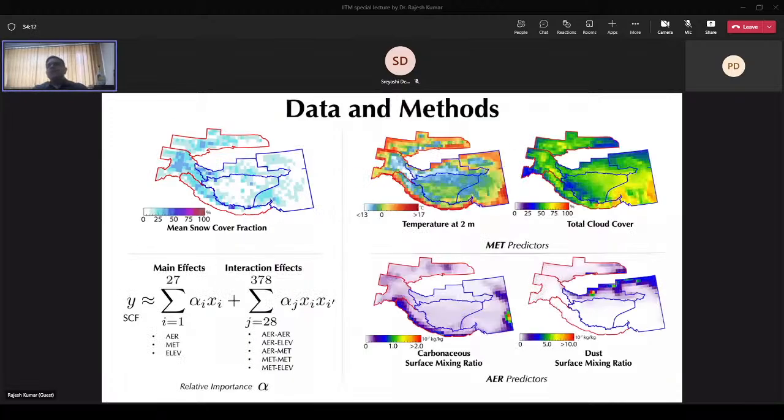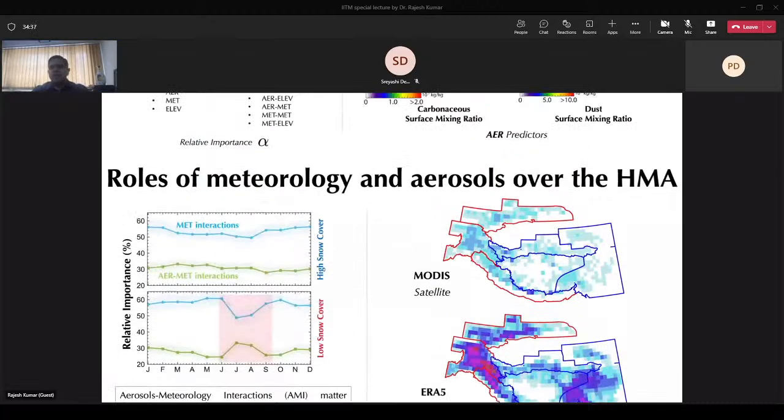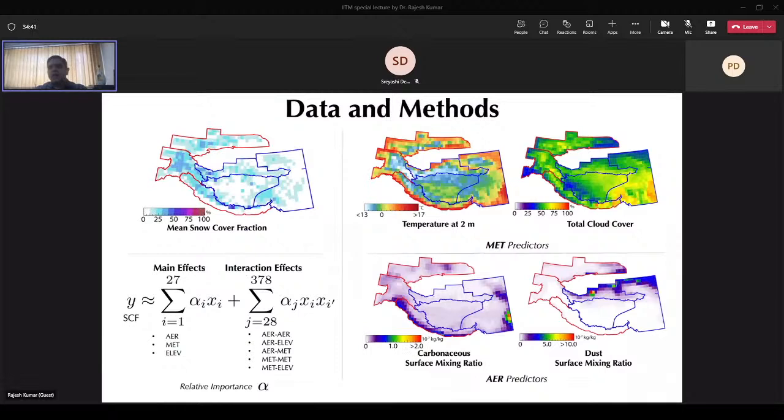So here is what we do for our multilinear regression model. This is again the mean snow cover fraction, as was shown in the previous slide. Here we are showing the different predictors. I'm just showing 2-meter temperature and total cloud cover, but in fact we take many meteorological predictors, which include skin temperature, sensible and latent heat fluxes, cloud cover (total, low, mid, high level), dynamic circulation, sea level pressure, geopotential heights, 10-meter winds, moisture, aerosol mixing ratios, and aerosol optical depth, which are our aerosol predictors. We use the elevation variables also as predictors. All these data sets are regridded to 0.75 degrees, which is again the resolution of CAMS.